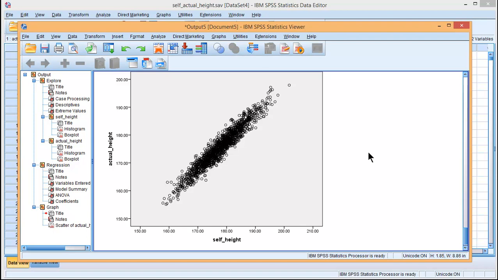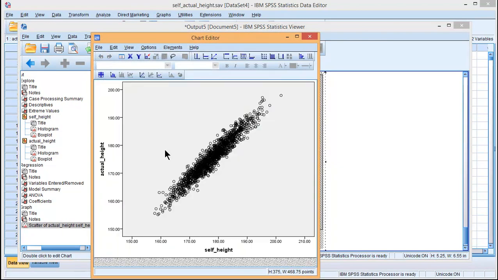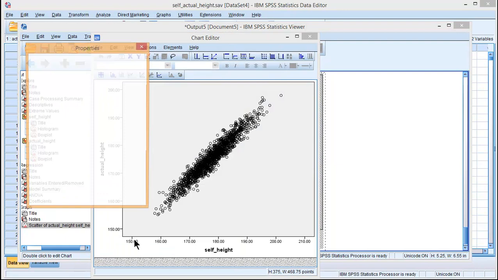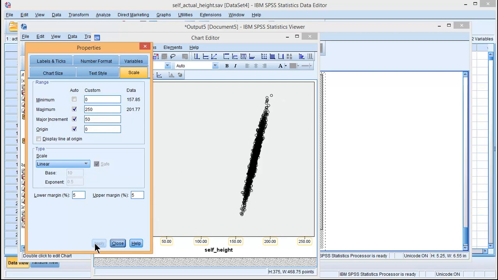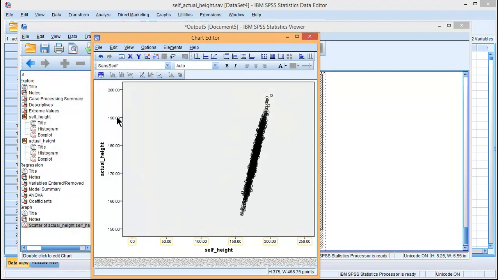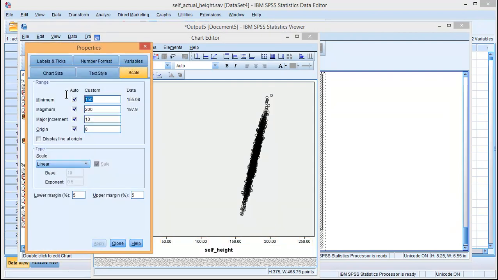You don't see that very often in science, because usually what we're looking at are variables that are not obviously related. In this case, there's an obvious relationship between self-reported height and actual height. I'm just going to manipulate things a little bit because I want to see where the intercept lands. I'm going to go to Scale, and I'm going to do that from 0 to 210. And I'm going to change this one as well, just to show you something. 0 to 200. Well, that actually should be 250, because that one is 250.